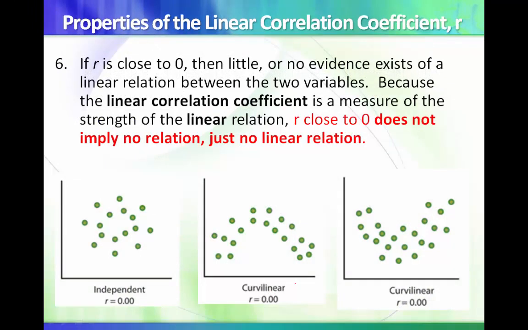If R is close to 0, then that means there is little or no evidence of a linear relation between the two variables. Because the linear correlation coefficient is a measure of the strength of the linear relation, R close to 0 does not imply there's no relation at all, it just means it's not linear. So the three graphs below would all give you an R value of 0 because they're definitely not lines, but there's something going on between the data in the last two graphs. There's a curve, there's some kind of relationship, it's just not linear.